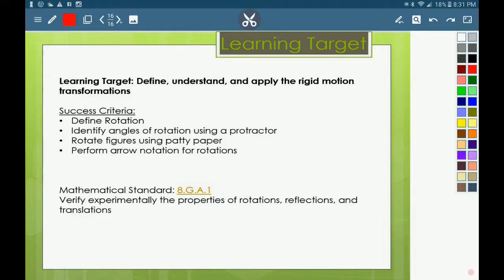All right, that about wraps up our lesson today. We defined rotation in the key concept. We identified angles of rotation using a protractor. That was in example 2. Okay, and actually we did define the rotation in example 1 as well. We were able to identify it. And we rotated figures using patty paper in example 3. We're going to practice more of the performance of arrow notation and actually rotating these figures more tomorrow.